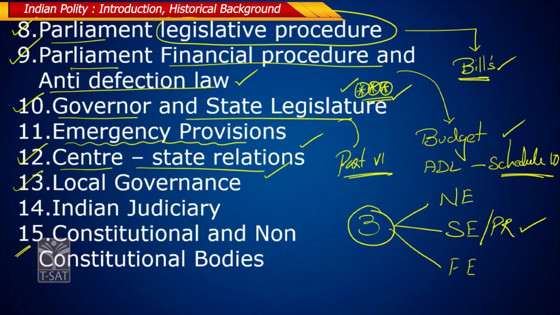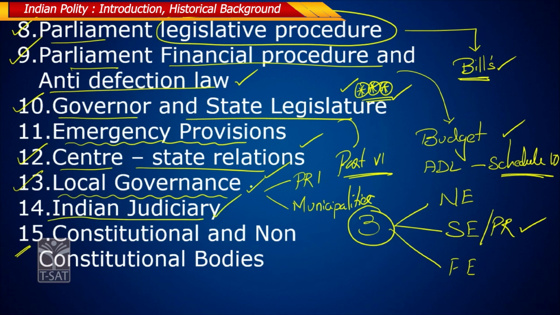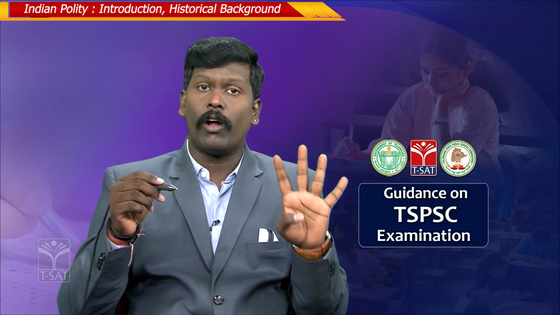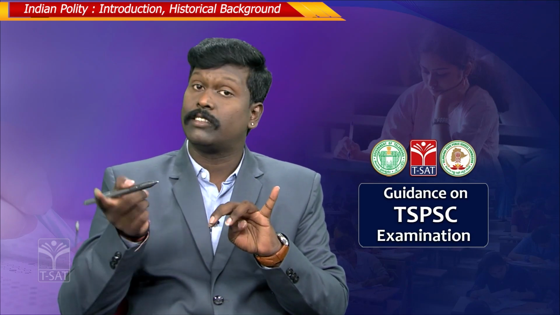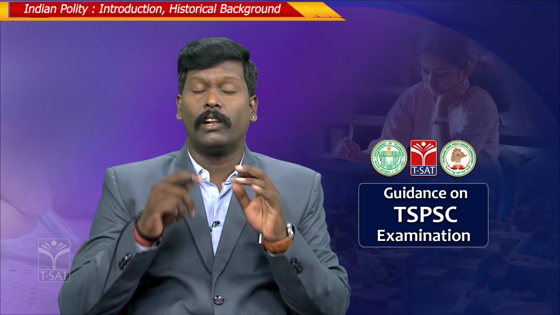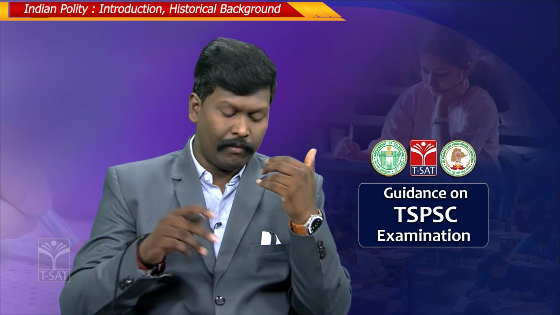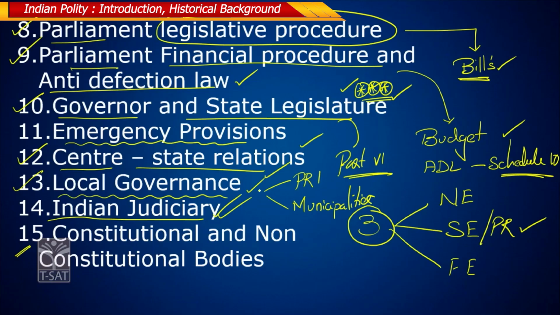The 13th one we have is local governance, where we cover Panchayati Raj institutions and municipalities. And the 14th topic we have is Indian judiciary. As part of the Indian judiciary, we focus on 4 elements: 1. Supreme Court, 2. High Court, 3. Subordinate Court, and 4. Tribunals, also called fast track courts. So these are the 4 topics we cover in the Indian judiciary topic.